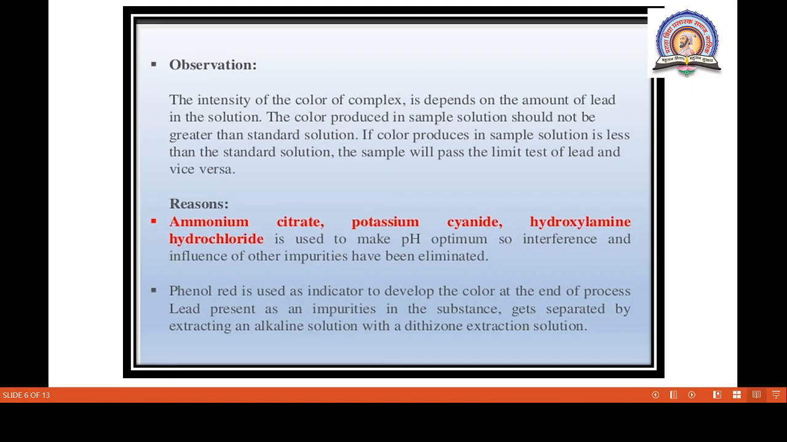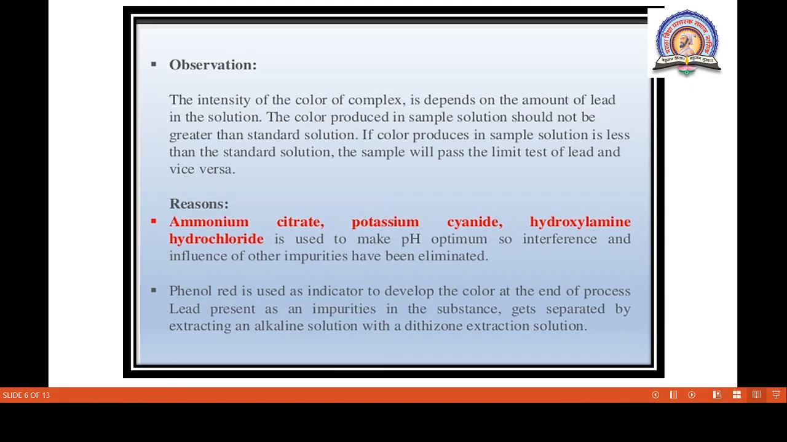The color produced in the sample solution should not be greater than that of the standard solution. If the color produced in the sample solution is less than the standard solution, the sample will pass the limit test of lead, and vice versa. If the color is more intense, then the test fails. If the color is less intense than the standard solution, then the limit test of lead passes. Okay.